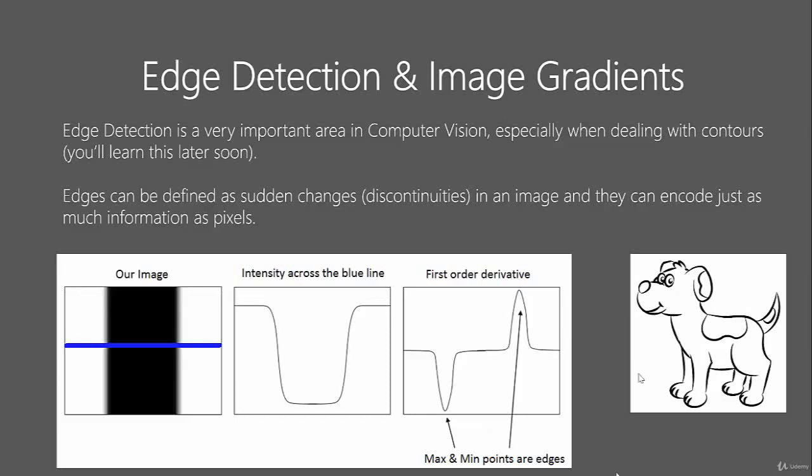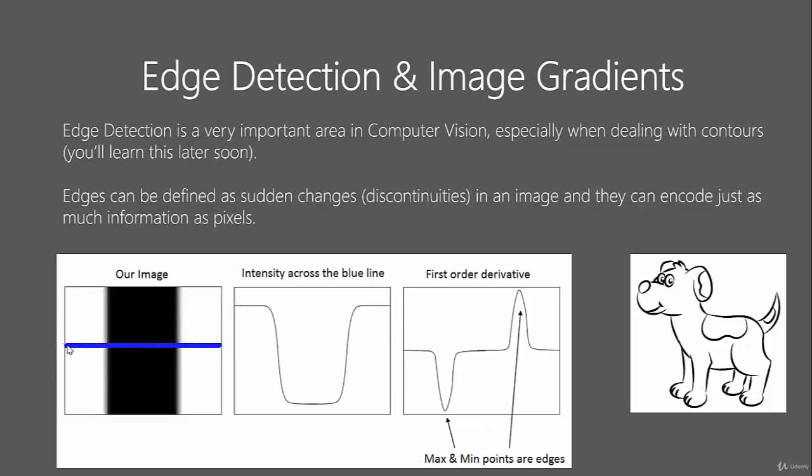So as you can see, edges do preserve a lot of an image, even though a lot of the detail is missing here. So how do we formally define edges? Edges can be defined as sudden changes or discontinuities in an image. And this picture I've drawn here actually highlights this example. So imagine you're moving across this line here. And this is the intensity as we move along this line here.